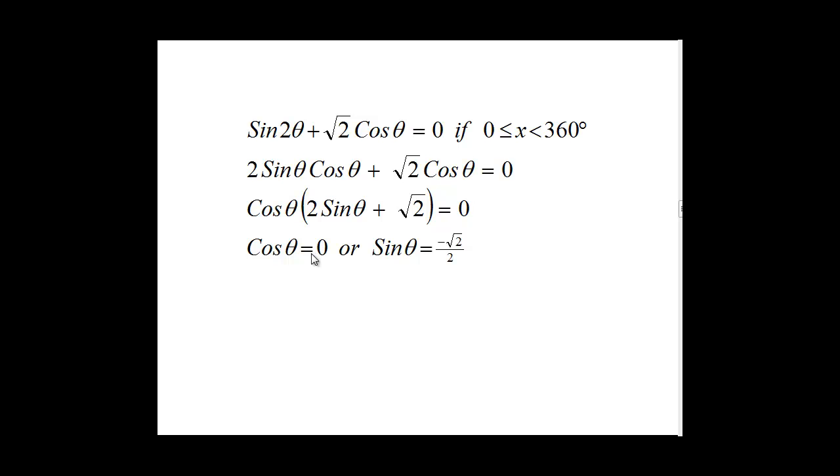Okay, cosine is equal to 0 happens 2 times, at 90 degrees and 270. Sine is equal to negative square root of 2 over 2 in the third and fourth quadrants, so it's 225 and 315.